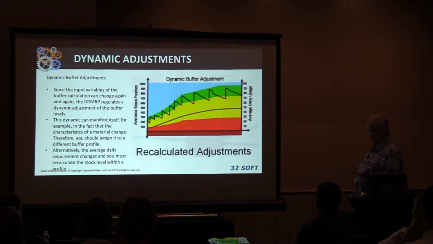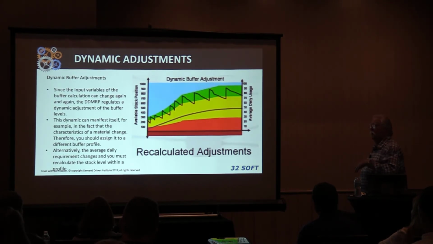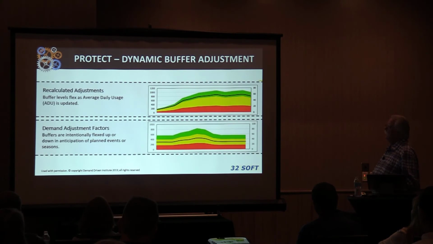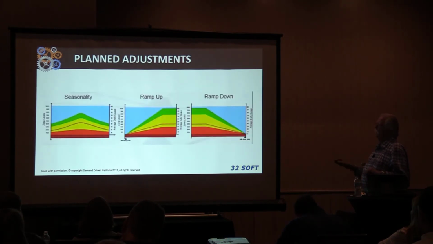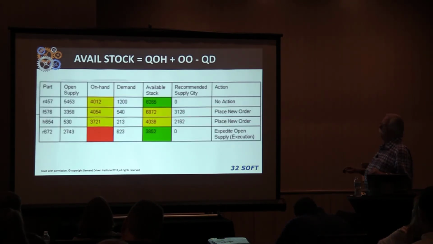The system automatically adjusts for changes in the average daily usage. It recalculates based on seasonality, new product introduction, product life cycle. It goes through and does these calculations in average daily usage by, again, that forecasting process that we talked about earlier. So, seasonality, ramp up, ramp down.